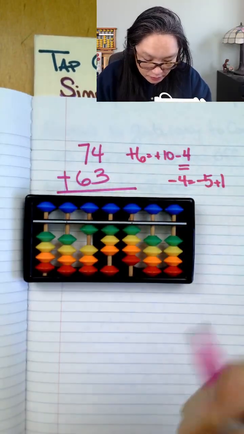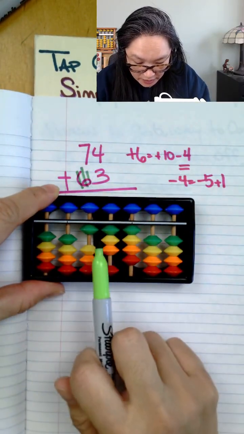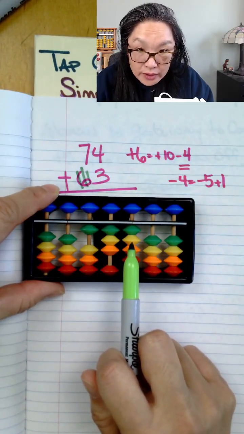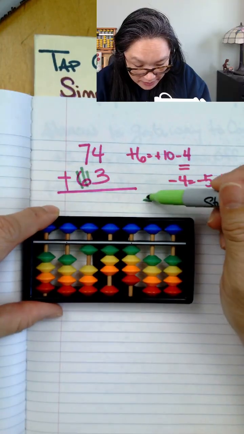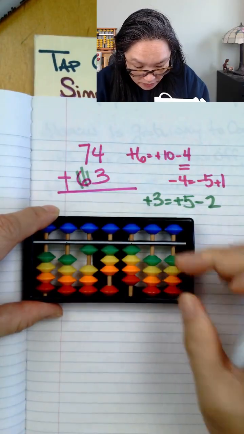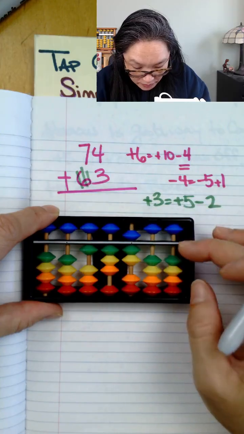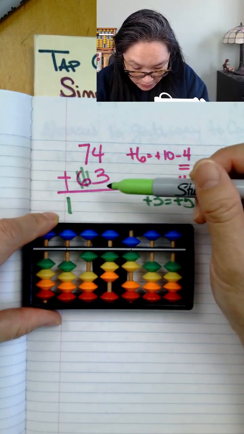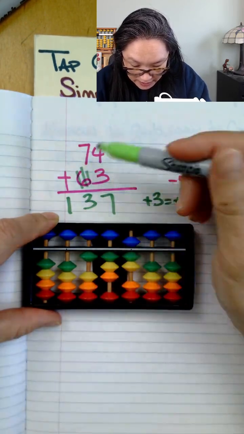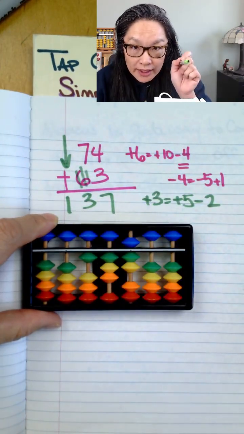We don't need the 6 anymore. Right? So then we're adding the 3. Well, what do we do with the 3? Same thing. Plus 3 is equal to plus the 5 minus 2. So I plus the 5 and I minus the 2. So then my answer is 137. See, notice here, this thing right here, now we're doing carry over.